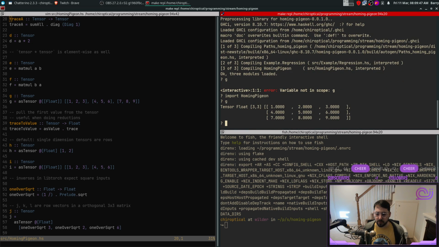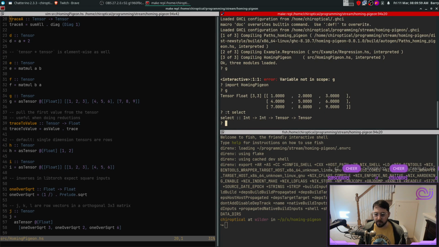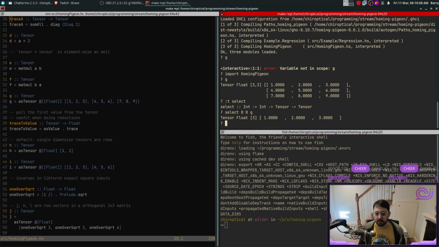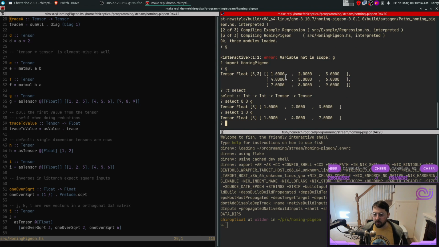Okay, so what we want to do is see if we can get the column. So I think we do select. Which select is this? I have no idea. Okay, cool. So select 0, 0, G. I think if we did 1, 0, we would get 1, 4, 7.